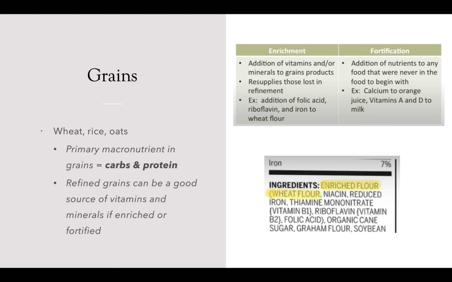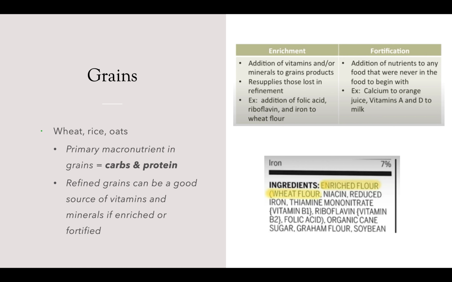Now, I'm sure you've heard these terms before, but what do these actually mean? Well, whole grains contain the entire grain kernel with the bran, germ, and endosperm intact. This includes things like whole wheat flour, cracked wheat, oatmeal, whole cornmeal, and brown rice. Now, the refined grains group contains foods like white flour, degermed cornmeal, white bread, and white rice. These refined grains can still be a good source of vitamins and minerals if they are enriched or fortified.